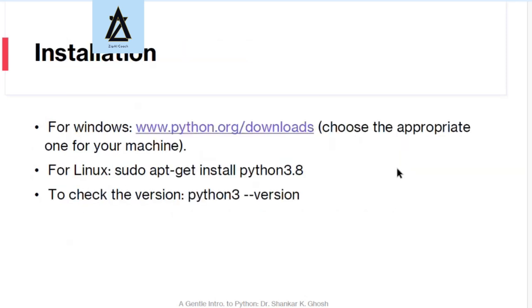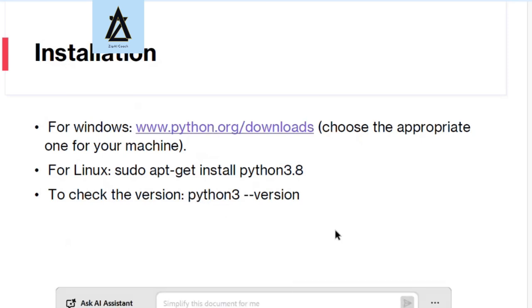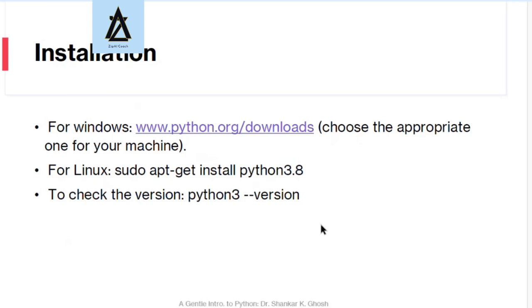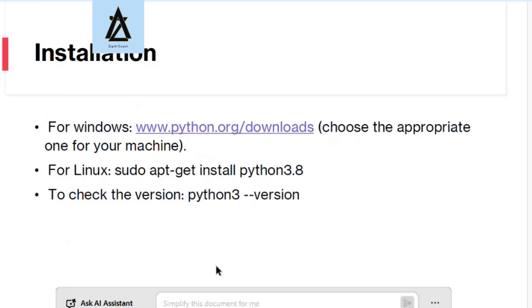For those who are absolute beginners, I would like to give this information for installation. If you are using a Windows system, then go to this link and download as per the specification of your machine. It may be 32-bit, it may be 64-bit. If you are using a Linux operating system, then you just type this command and it should be installed. Later on, you can check the version of Python installed in your machine using this.